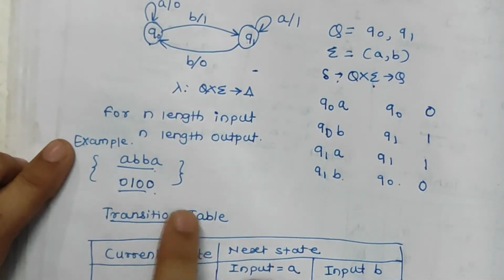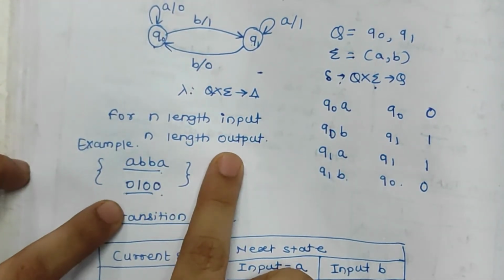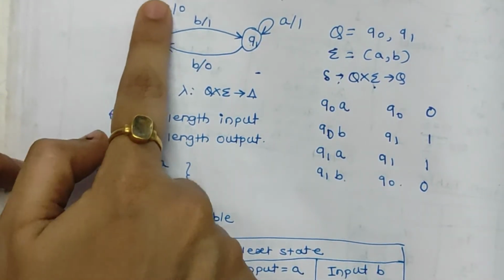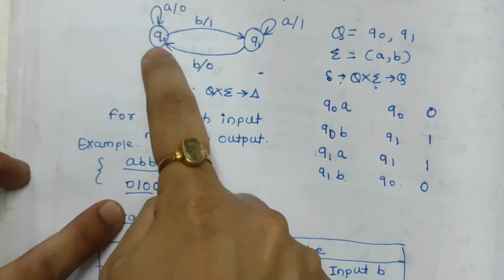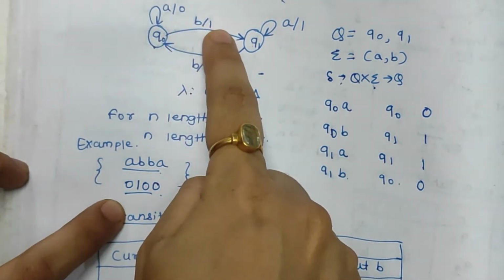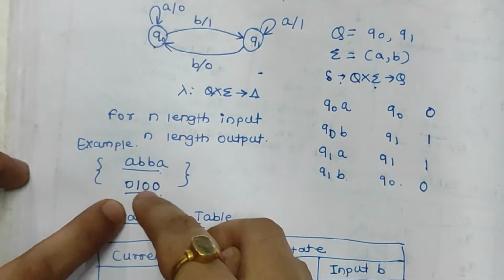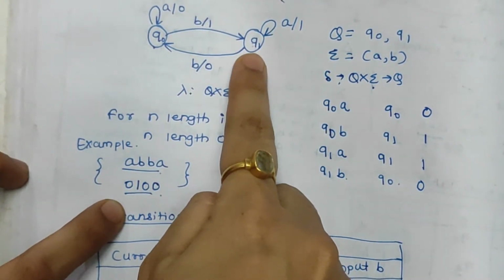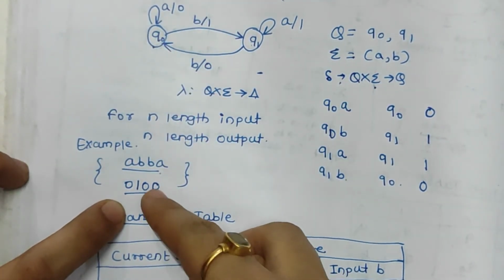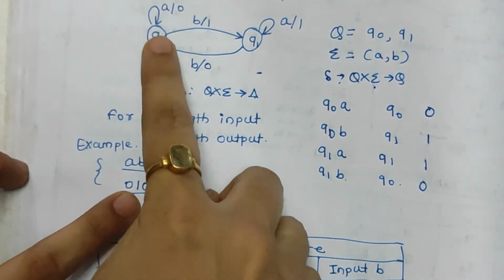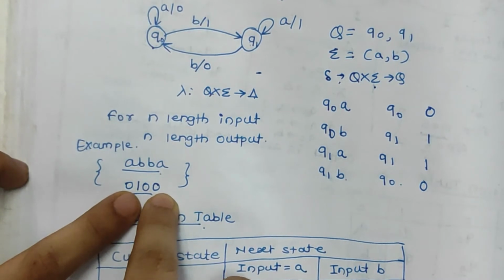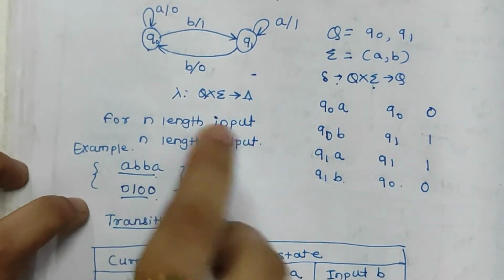And here for n length input there will be n length output. We can see one example here: A, B, B, A. So for Q0, if we provide A as input, the output will be 0 here and we will be in the state Q0 only. If we give B as input to Q0, we will go to state Q1 and the output will be 1. If we give input B to state Q1, the next state will be Q0 and the output will be 0. And if we give input A to Q0, the output will be 0 and we will be in state Q0. So for n length input there will be n length output.